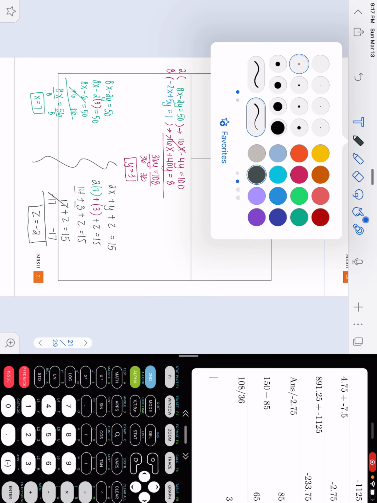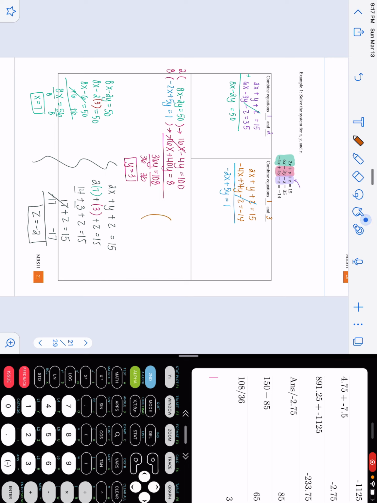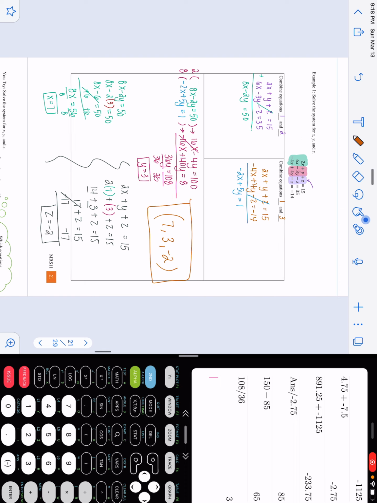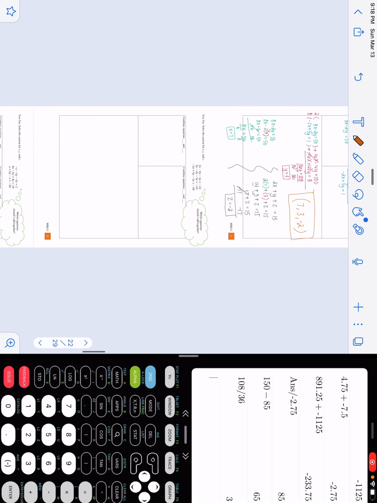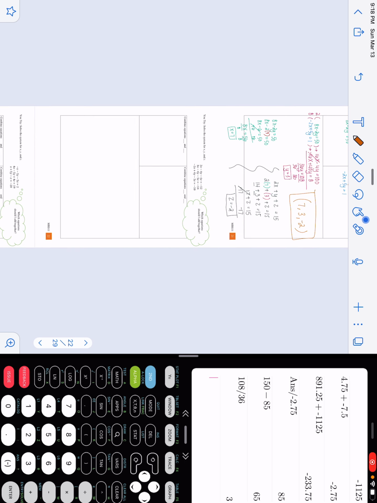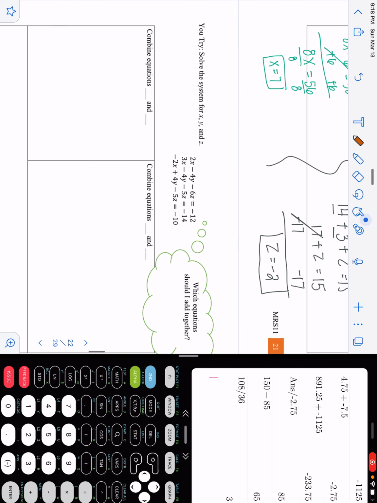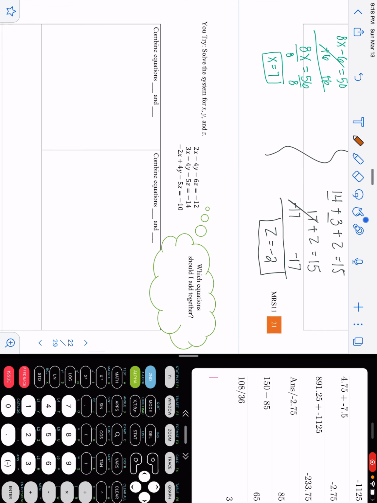Okay, if you want to write your final answer, remember we write it alphabetically. X comes first, 7, and then y, which is 3, and then z, which is negative 2. There are more problems for you guys to practice as you go. Just remember that when you're looking to eliminate, you want to look for the variable that will be easiest to eliminate. So if you want to try this next problem, the easiest one to eliminate would be our y's, since you see those 4s and negative 4s.